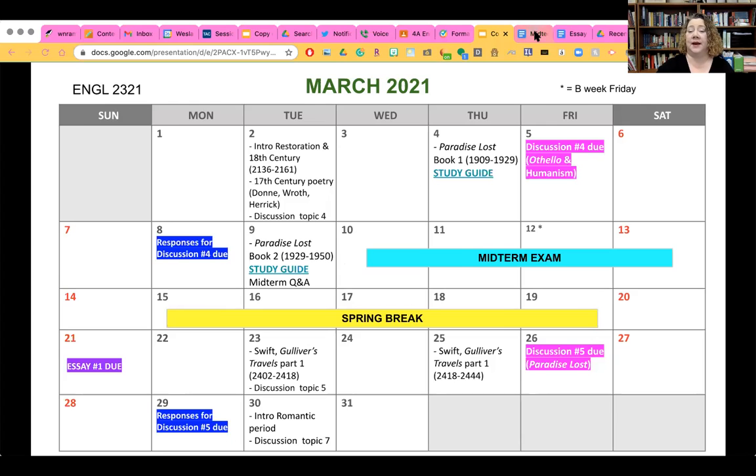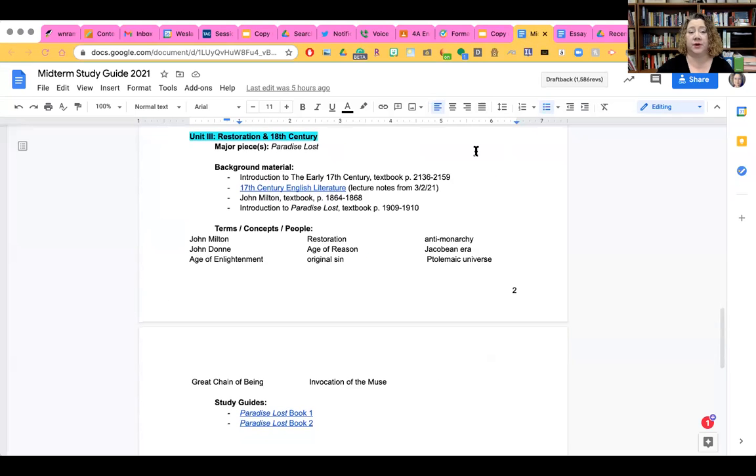All right, and you can see that I have that on here. I did not put the rest of the material for Unit 3 because it's not on the midterm. It will be in the unit that I'm about to post, but it's not on the study guide because you don't need to study it for the exam.